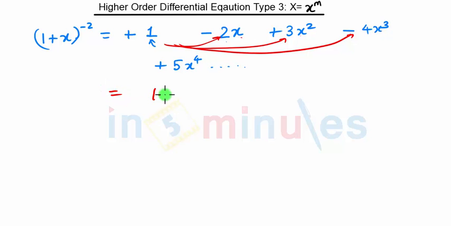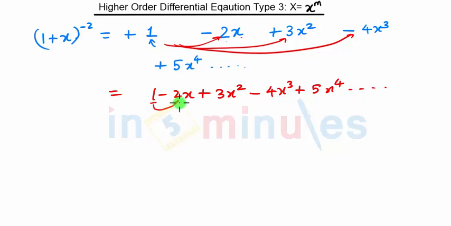So this is nothing but 1 minus 2x plus 3x square minus 4x cube plus 5x raised to 4, and so on. In this case you can remember this: the first term is 1, the second term is 2, the third term is 3, the fourth term is 4. Since it is plus and minus, the terms alternate, and the power of x keeps on increasing.